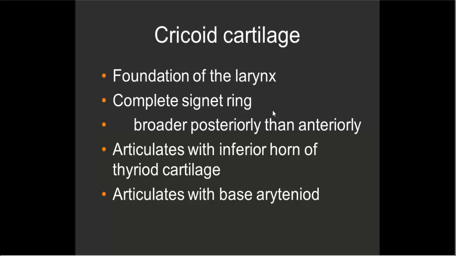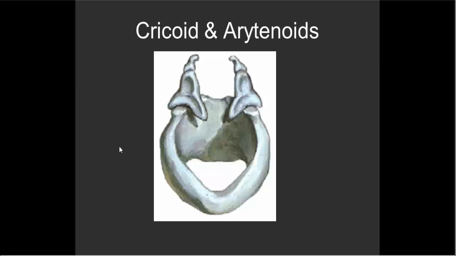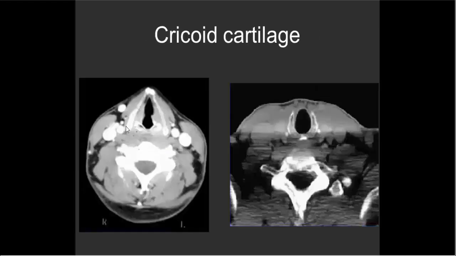Start by the cricoid cartilage, then go up through the levels of the larynx. It is a complete signet ring, broader posteriorly than anteriorly. Posteriorly it articulates with the base of the arytenoid, and anteriorly it articulates with the inferior horn of the thyroid cartilage. This is the cricoid cartilage, the foundation of the larynx.